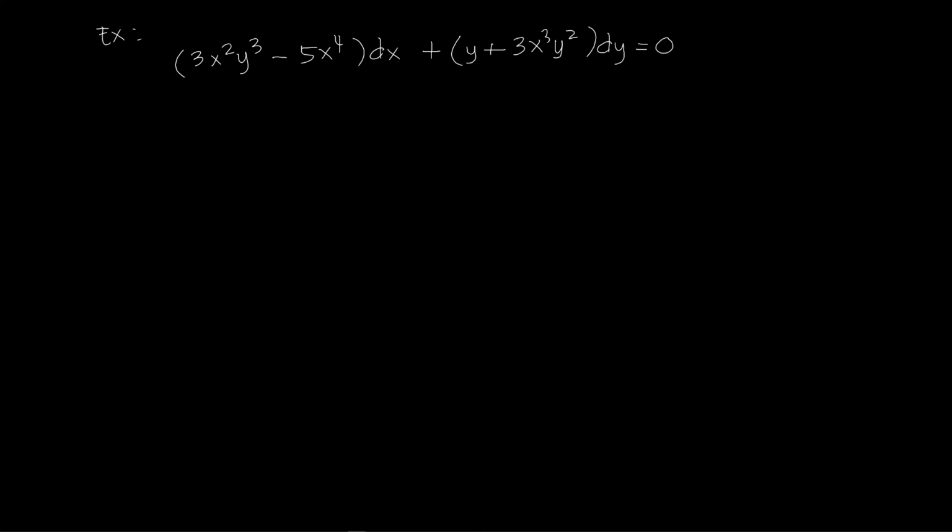Partial derivative ang dx, sir. Okay, we have to check for exactness. So, pwede tayo ingon that M of x and y is equal to 3x squared y cubed minus 5x to the power 4. Then, ang atong N of x,y is equal to y plus 3x cubed y squared.